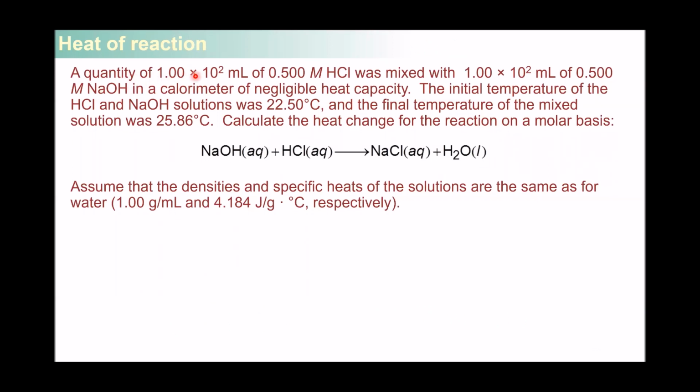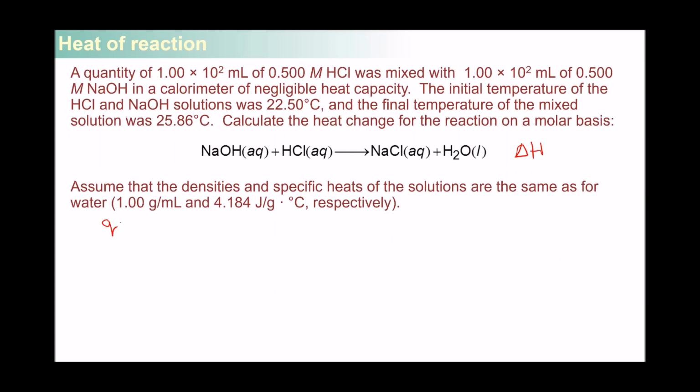If you are reacting a solution of HCl with a solution of NaOH in a calorimeter of negligible heat capacity, the initial temperature of the solutions increased from 22.5 to a final temperature of 25.86, and it wants you to calculate the heat change for the reaction per mole. Since this is done under constant pressure, what you're actually calculating here is going to be the change in enthalpy for the reaction, delta H for the reaction.